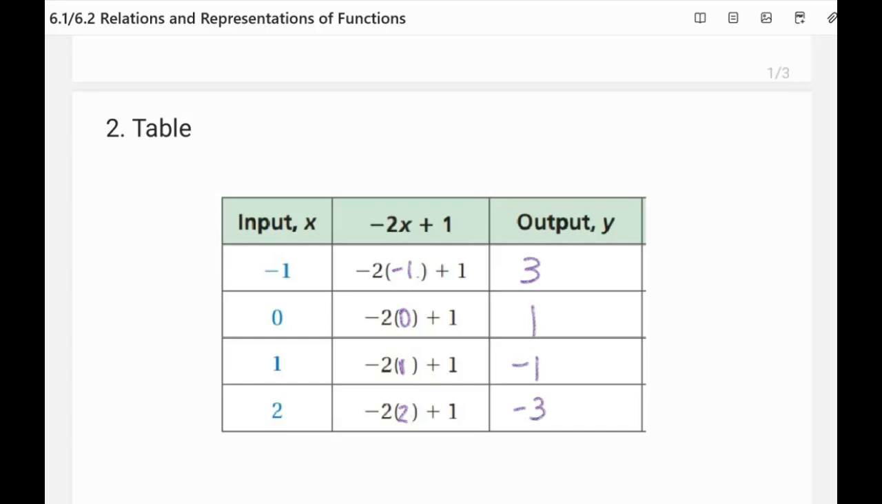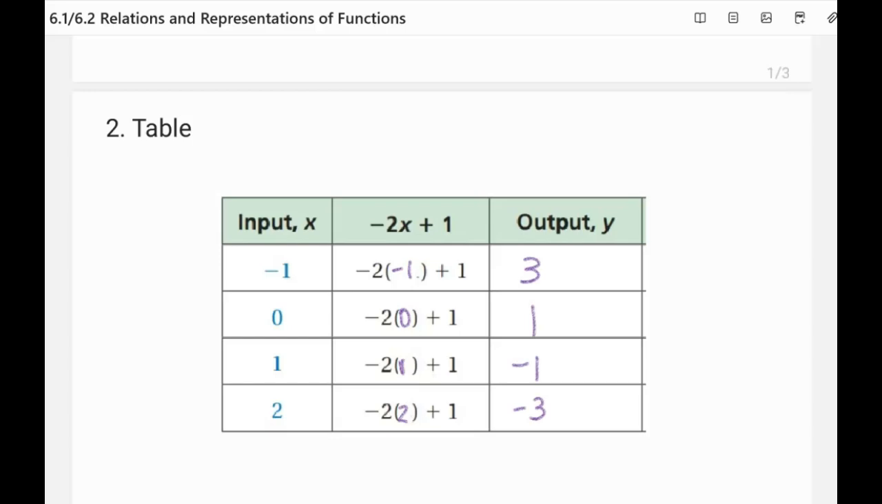So now we have the output similar to the mapping portion of it. But in this case, there's no arrows because the input of -1, the output is +3. The input of 0, the output is +1. And the input of 1, output is -1. And the input of 2 is -3.